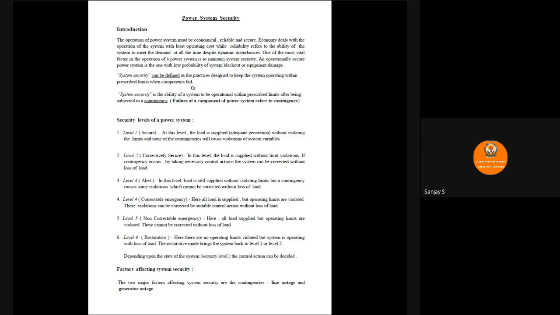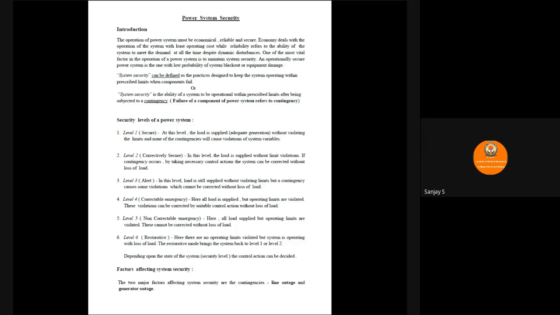So now let us start with power system security, a part of module 4. Power system security can be defined as the practices designed to keep the system under operating limits when components fail, or the ability of the system to regain its normal operating condition after being subjected to a contingency. Contingency is nothing but failure of an equipment.